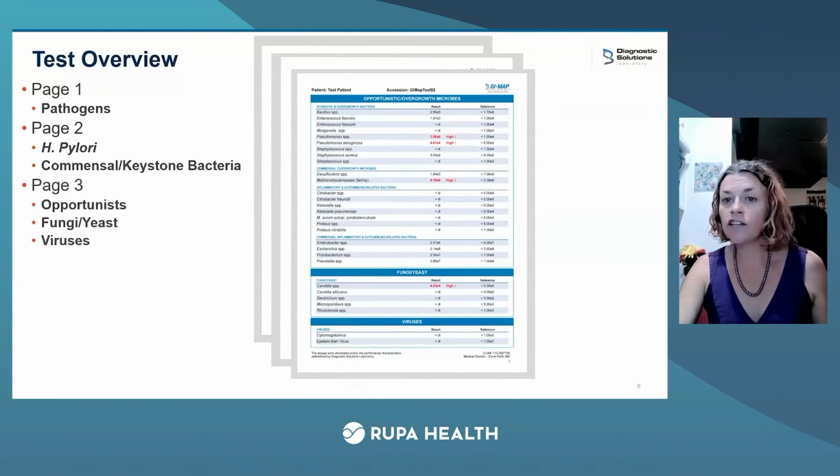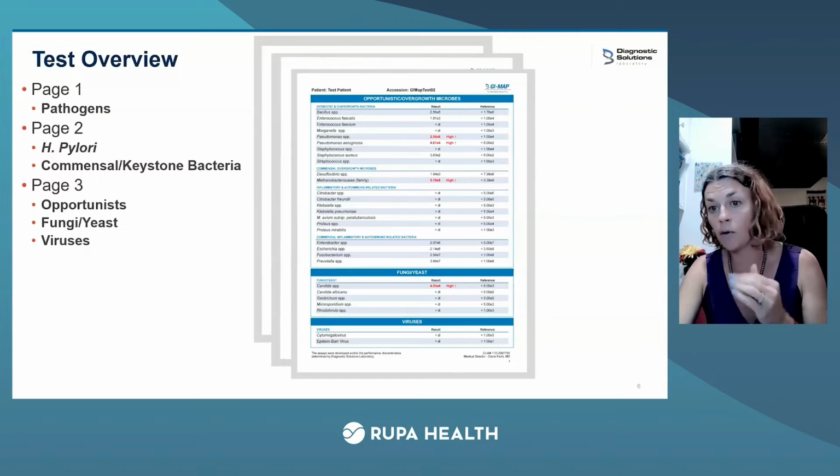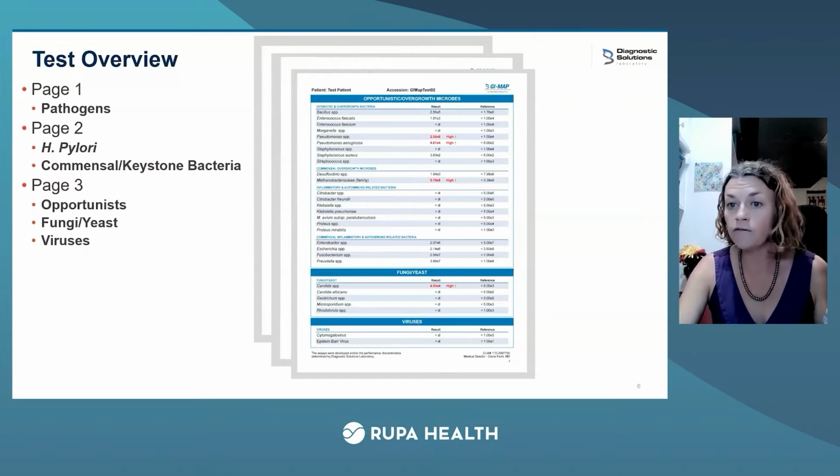Page 3. So page 3 is the darling of the GI map. Page 3 is looking at your opportunistic microbes. Opportunistic microbes tend to grow when there is an opportunity to do so, and that can be low abundance of commensals, that can be poor digestion, that can be hypochlorhydria, that can be low immune function.